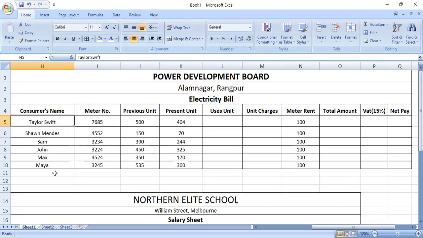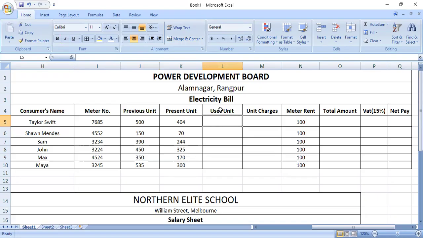You can write all consumers' names. There will be lots of them, so you need to write all of them. And then you will write their meter number according to their houses. I have just written random numbers. Then you need to write the previous unit, how many units there were previously, and what is the number of the present unit. You will be given this at your office or wherever you work. You would already know these details of the consumers.